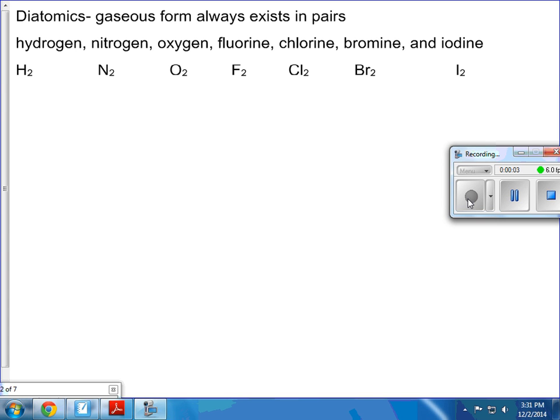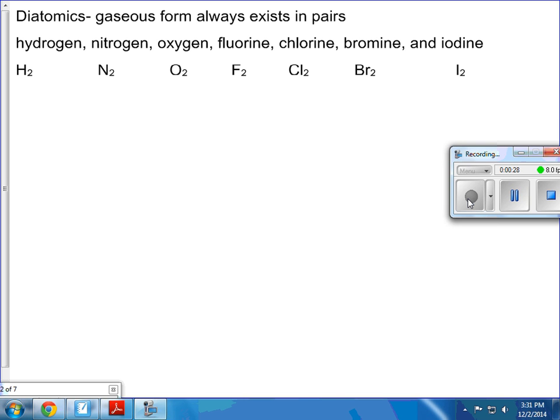Right, in this video, I'm going to break it up in two different parts so the video won't be so long. Before we start predicting products, one thing we need to talk about are diatomic molecules. These are molecules that when you see the name or its symbol, you need to automatically know that they exist in pairs. So hydrogen, nitrogen, oxygen, fluorine, chlorine, bromine, and iodine are all diatomics.